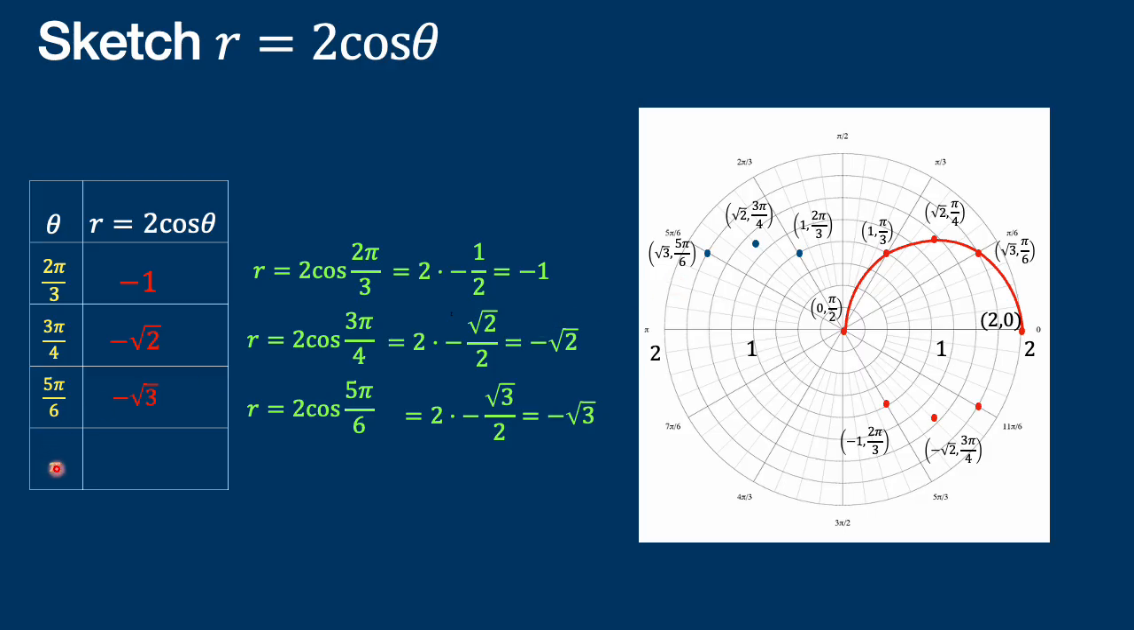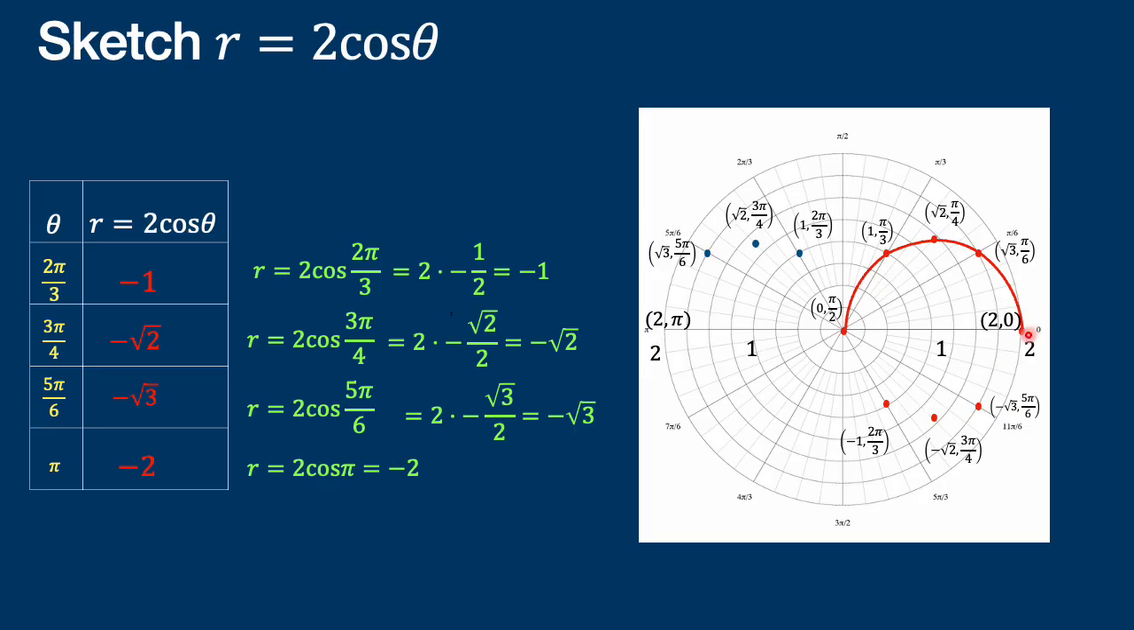Theta is pi, so cosine pi is going to be negative 1. That's going to be negative 2, so negative 2 right here. Pi is going to be on the negative x-axis, rotating 180 degrees.